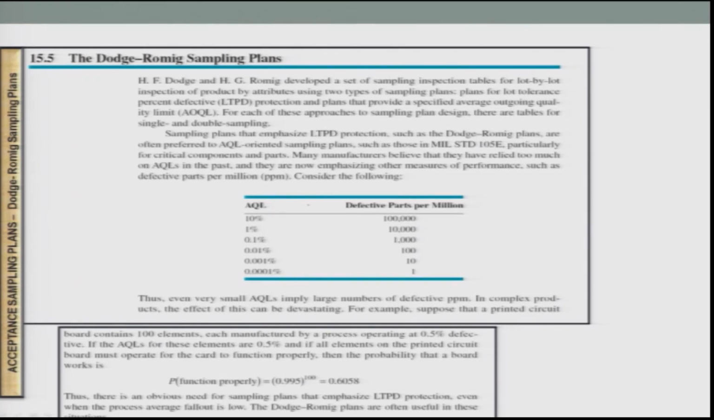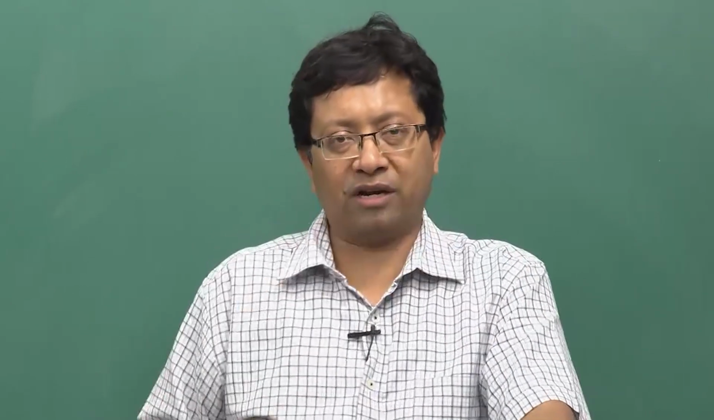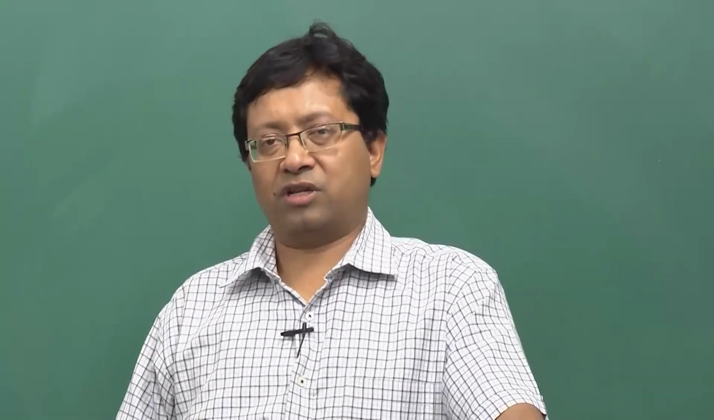In complex products, the effect of this can be devastating, and this would be shown in different types of examples which are already discussed in the book. So, based on that, we will understand what the PPM conversions would be based on the AQL values, and on the conversion concept between AQL and the PPM, you will take decisions accordingly, that is, what the sampling procedure or the plan is.